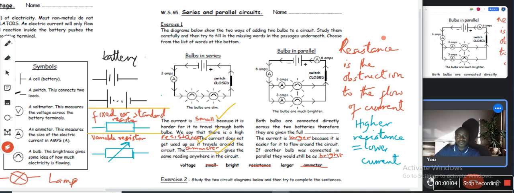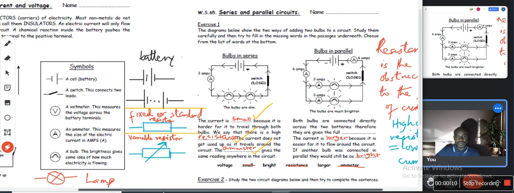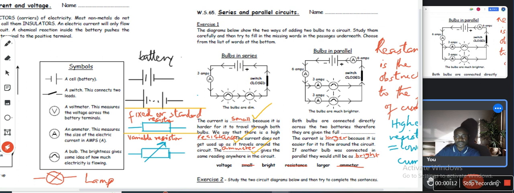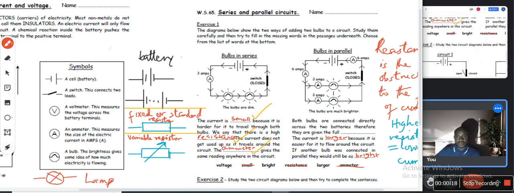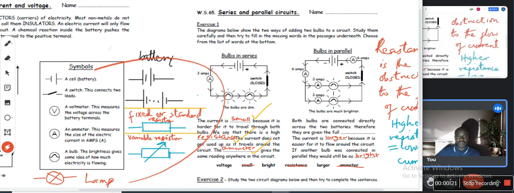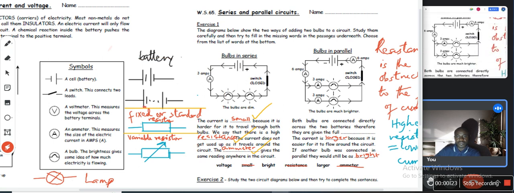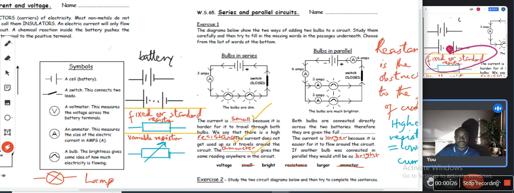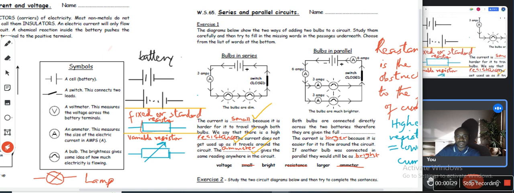Okay, but don't forget what we said about the symbols, because we need to be using the symbols. These are the symbols. You need to use them. A fixed resistor has one particular value of resistance. If it's a variable resistor, it can have several values of resistance. You can set them to different values of resistance. And a voltmeter is used to measure voltage across. An ammeter is used to measure current.